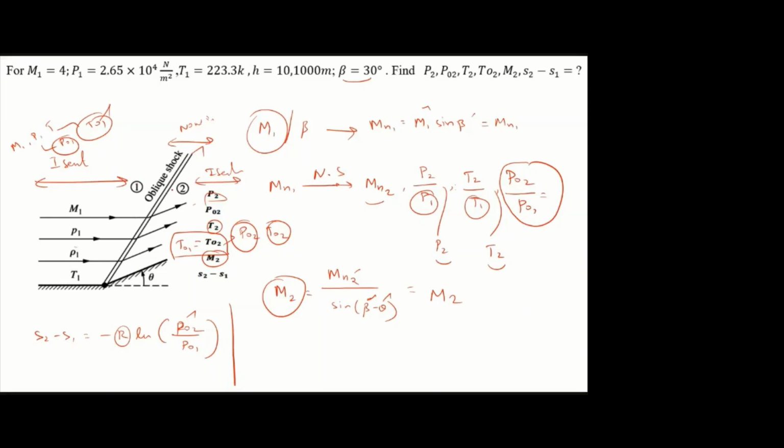From the isentropic table, as you know M2 and P2, you can find P02. Otherwise, from this ratio, if you want to use M1, P1, first you have to find P01 using isentropic. Then substitute here, you will get P02.